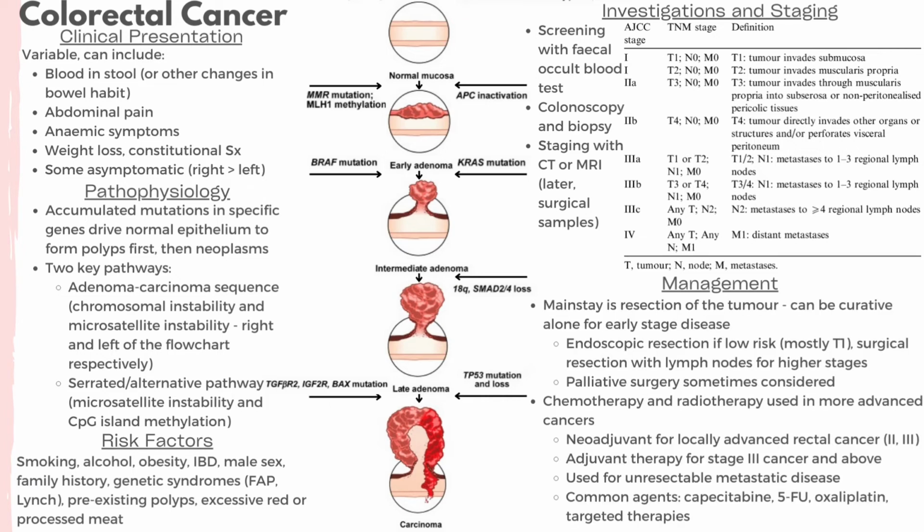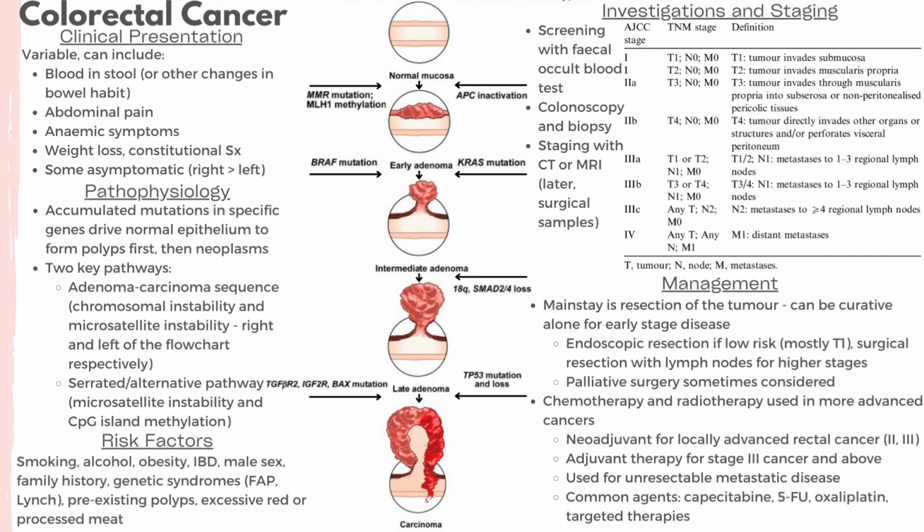Onto the management. The mainstay of colorectal cancer management is resection of the tumor. This can be curative alone for early stage disease. The resection can be endoscopic if the cancer is low risk, and that's for mostly early stage 1 cancers. Surgical resection with resection of lymph nodes is typically undertaken for cancers of higher stages. In palliative patients, surgery may sometimes be considered as well.